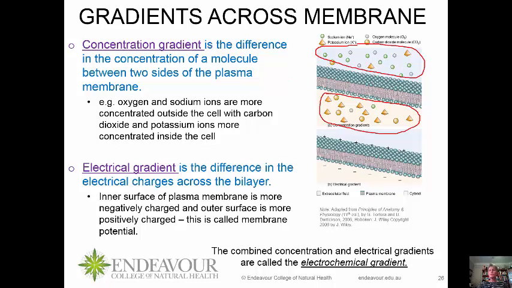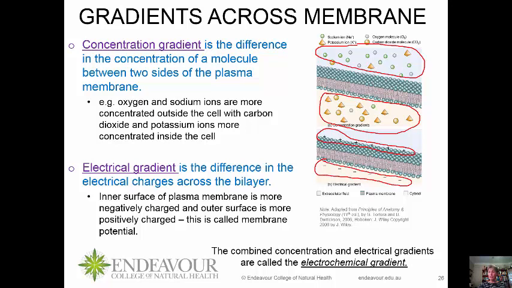Okay, so the concentration gradient is the difference in those concentrations between the two sides of the plasma membrane. An electrical gradient, on the other hand, is the difference in the electrical charges across the bilayer. So each of these ions, if you have a look, have a charge. So sodium's got a positive charge, potassium's got a positive charge. So the electrical gradient is the difference in the electrical charges across the bilayer. So what is the charge on the outside? So you can see that here. And what is the charge on the inside? Here.